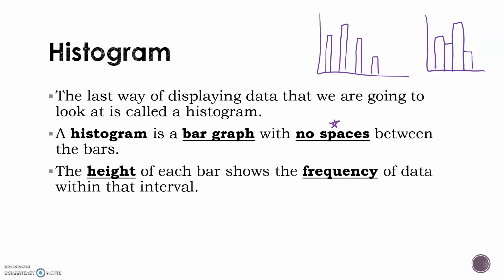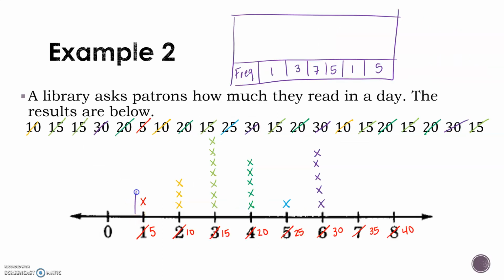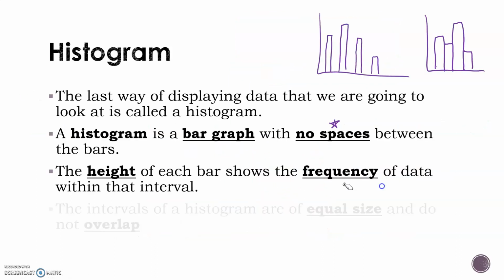And the height of each bar shows the frequency of data within that interval. So in other words, it's saying how many values does it have. It's kind of like if we were to draw a bar over each of these values. That's kind of what a histogram is doing. It's just drawing a bar over the line plot. Not quite the same, but that's kind of the idea of what we're trying to do here.